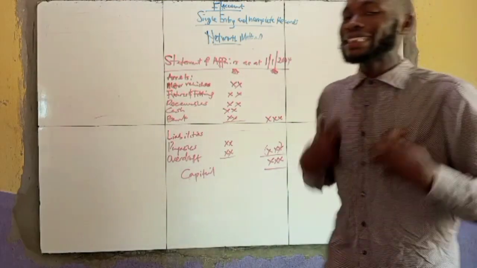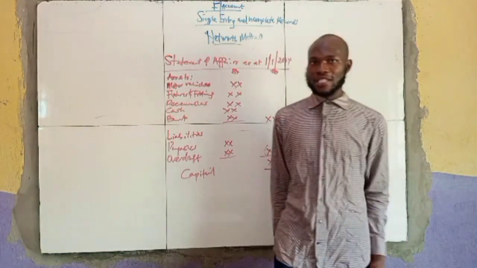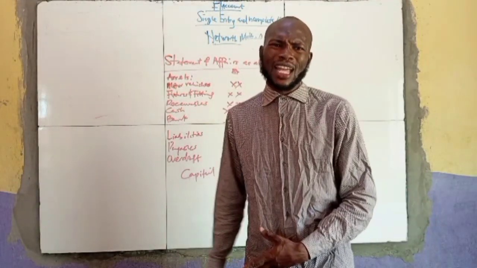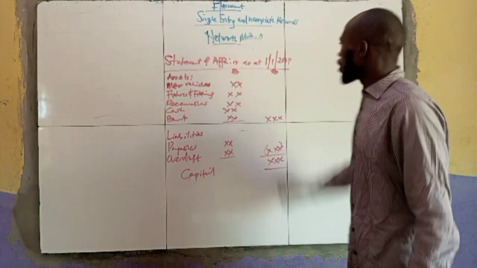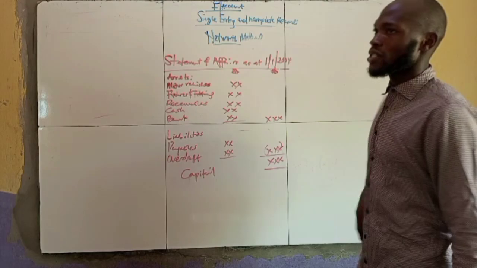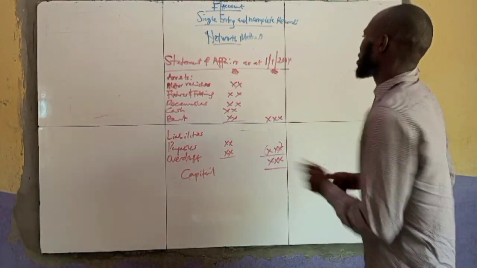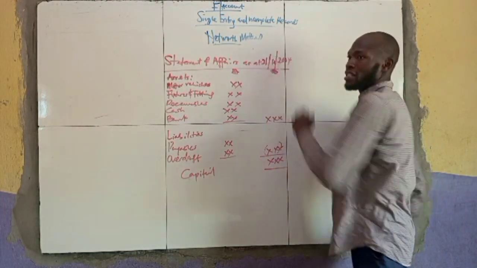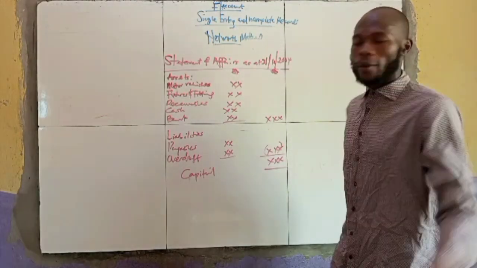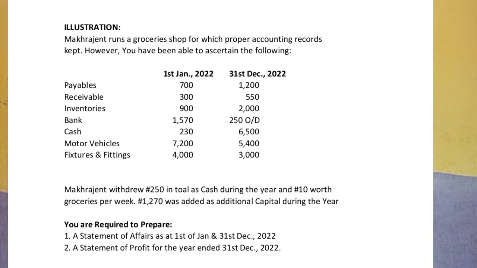But then we can distinguish whether it is your opening capital, which is what you can be asked, or closing capital, depending on the date. This is 1st of January. So if it is going to be the end of the year, it's going to be 31st of December, which will probably be the closing capital. Now let's take up the question.